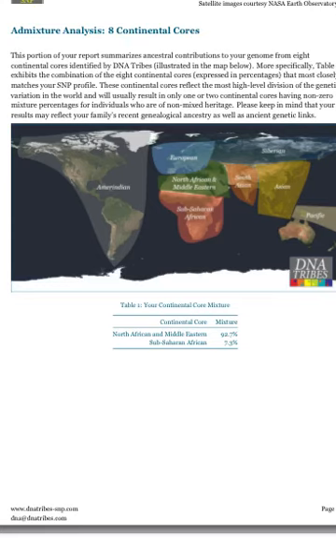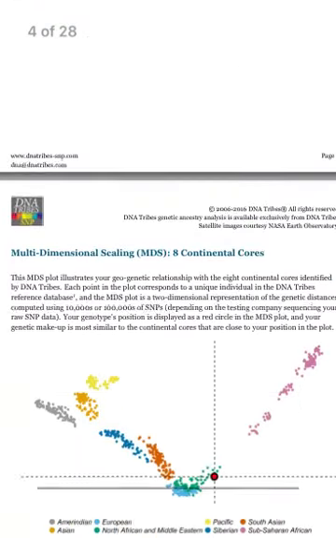and the 7% there is probably all coming from the fact that Egypt has had such strong ties with Nubia and Sudan and things like that.